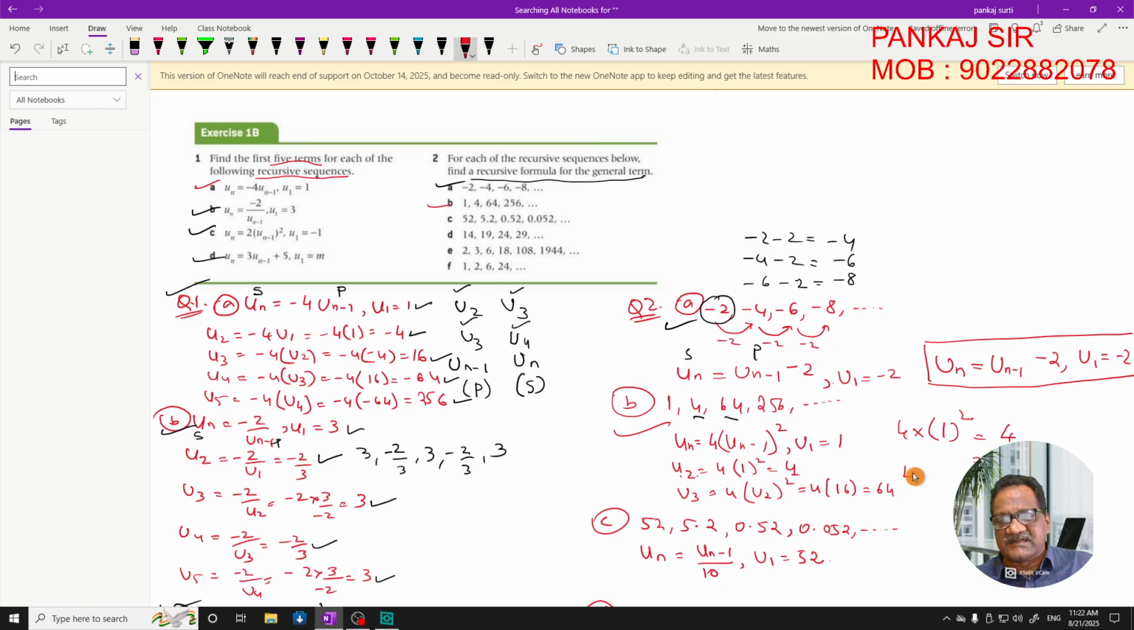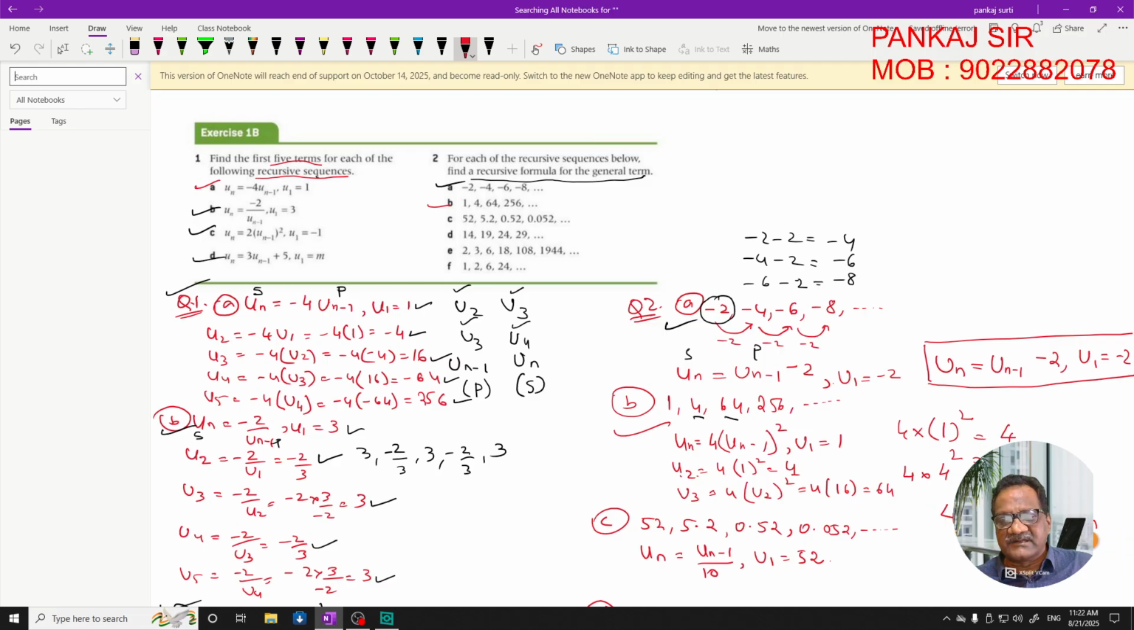4 you keep as it is. Now you take the second term, k squared. The second term is 4, so you will get 4 squared. This is working, right? In general you will write 4 times the previous term, u n minus 1.